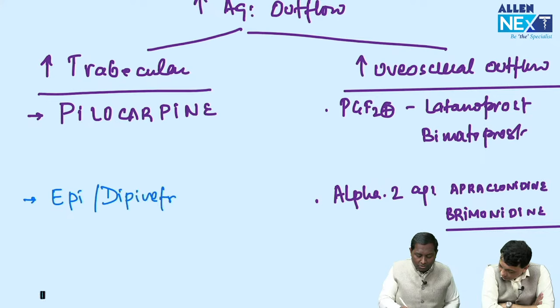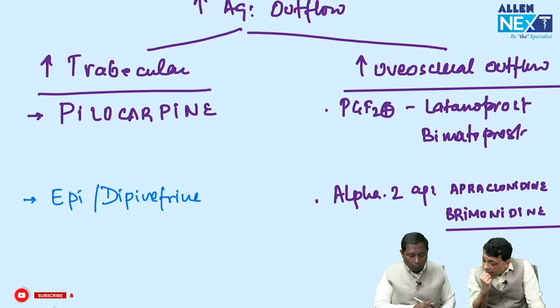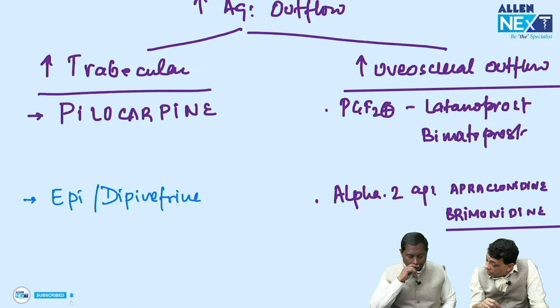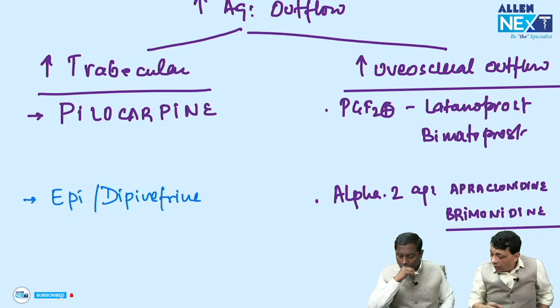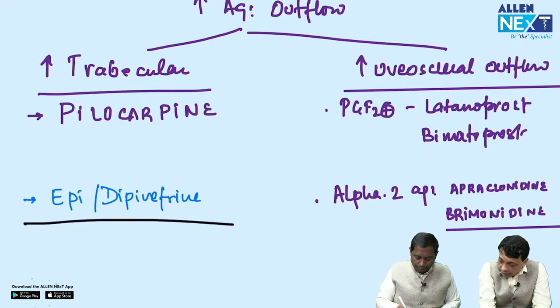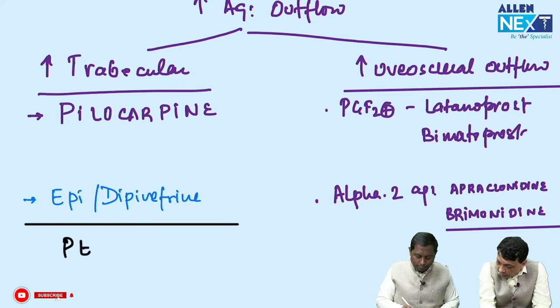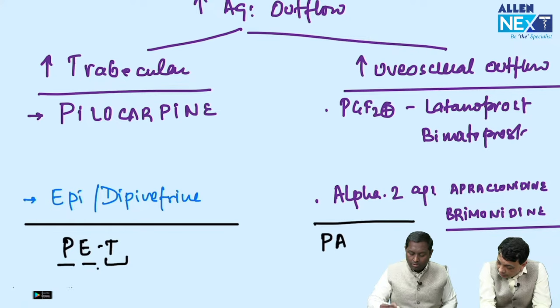Correct. So are we using this dipivefrine in clinical practice, sir? Not really, because we have far better drugs. They are both equally powerful, epinephrine and dipivefrine, but they have too many side effects, systemic as well as, even though dipivefrine is a prodrug, ocular side effects. So in most practices all around the world, we are not usually depending on epinephrine or dipivefrine nowadays. But from the examination point of view, just remember, for increasing the trabecular outflow, it is pilocarpine and epinephrine. And PGF2 alpha analogs and alpha 2 agonists increase the uveoscleral outflow. So we have a pet by the name of PAO, just a way to remember.